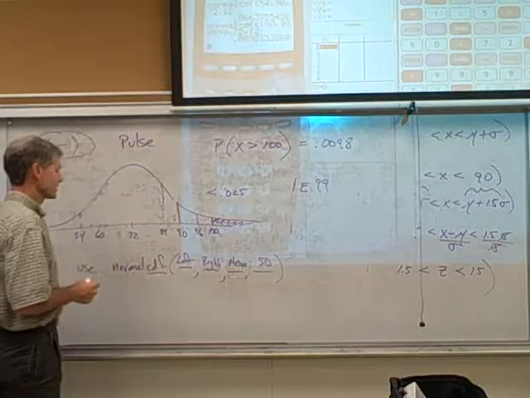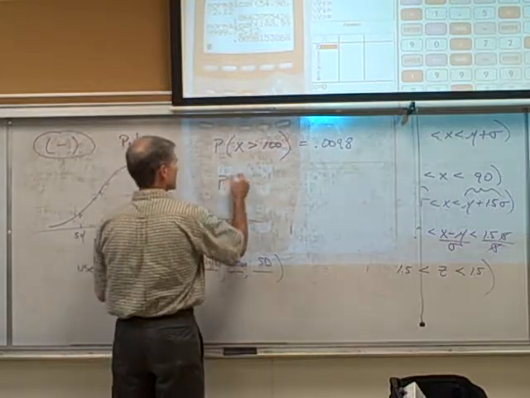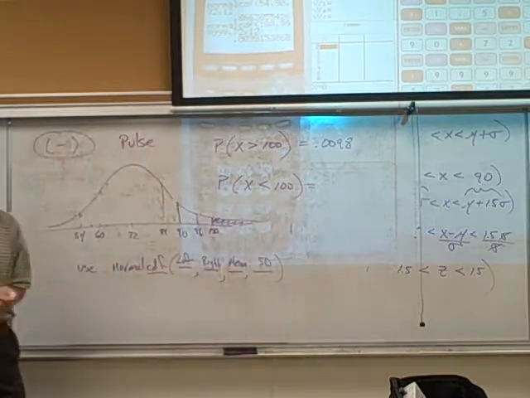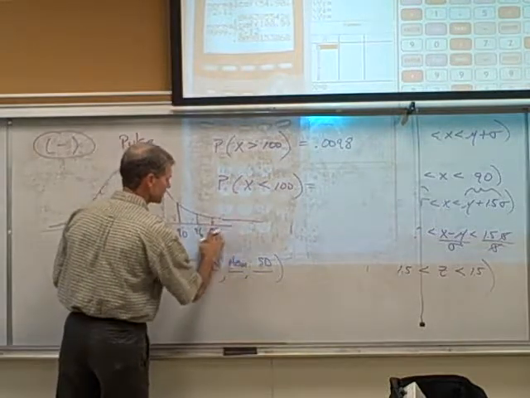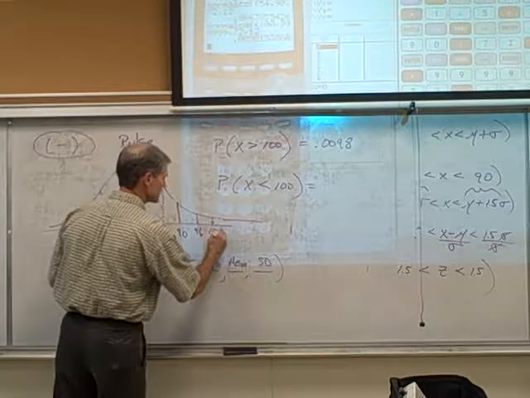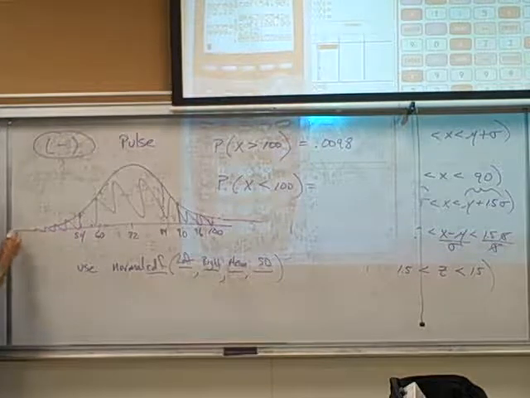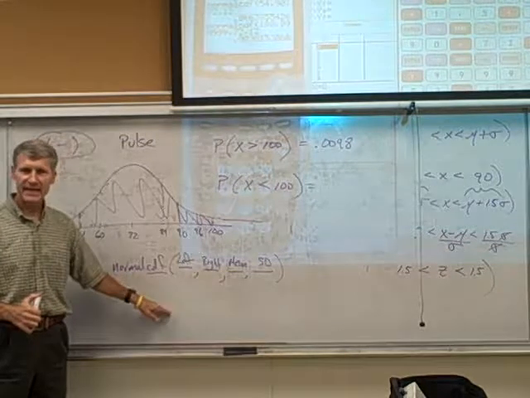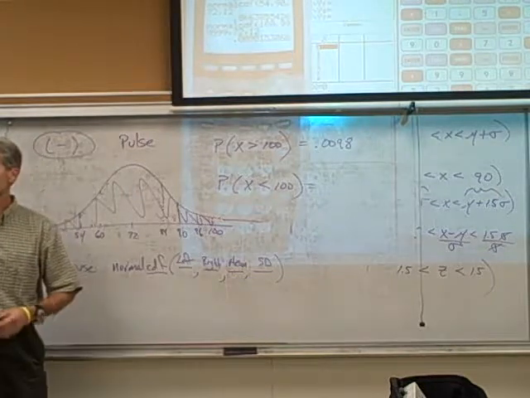What happens if I ask, well, let's just do this. What's the probability that x is less than 100? Now I'm shading on the other side of 100. So I'm shading over here all the way down to negative infinity. So what's my left edge this time? Negative 9999999. Or negative 1E99. Okay?